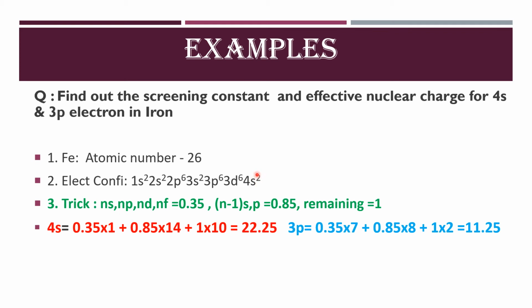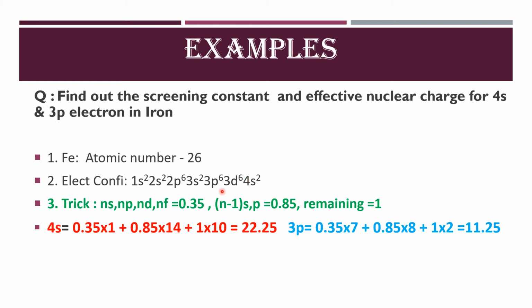How many remaining electrons will be there? Only 1 electron will be there. Overall there are 2 electrons, and in that one we are going to find out. So the remaining 1 electron is 1 into 0.35, plus the n minus 1 electrons at 0.85. What is n minus 1? This is n, the n value is 4 here, so n minus 1 is 3.